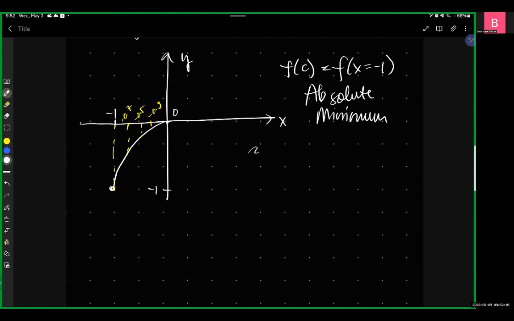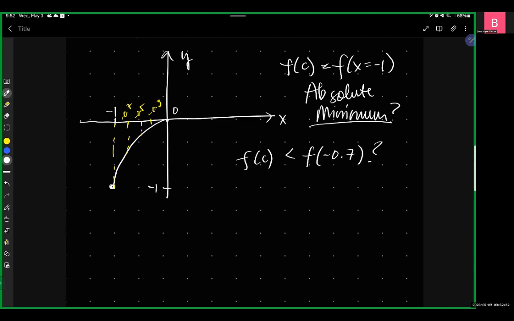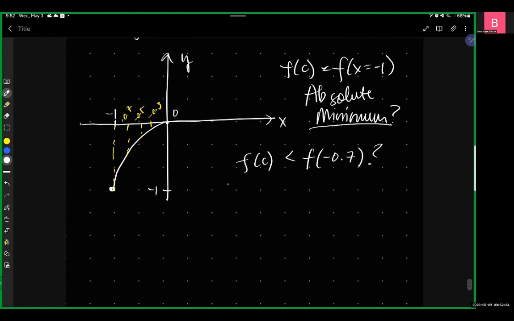And let's compare, no? So is f of c less than, since it's a minimum, less than and not greater than, f of negative 0.7? So let's check. Now let's plug in. Our function is y equals negative x squared. So this is negative 0.7 squared. What is negative 0.7 squared? What's the value?